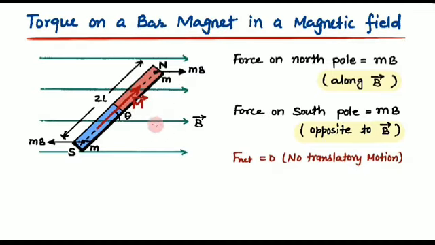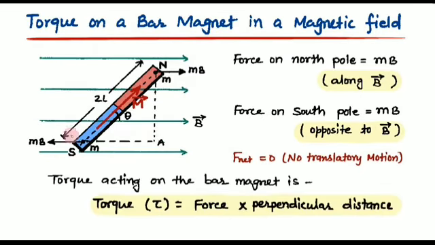Torque is equal to OM... ON times the north pole force plus OS times the south pole force. So two forces are adding here. ON means from center point O to the north pole, and OS means from the center point to the south pole.